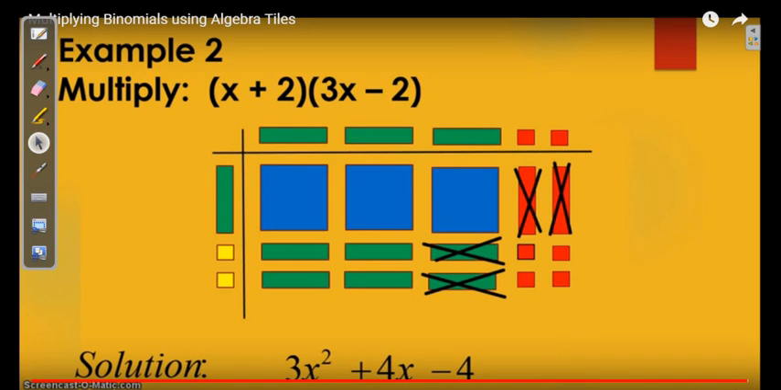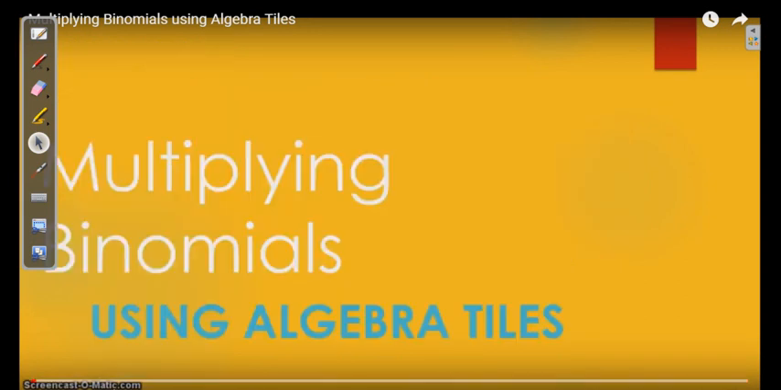In this lesson, I will... Does it make sense, what's happening? Okay, so what you have seen there is that each term was multiplied by the other term in the other binomial. Okay, and then we collected like terms at the end.